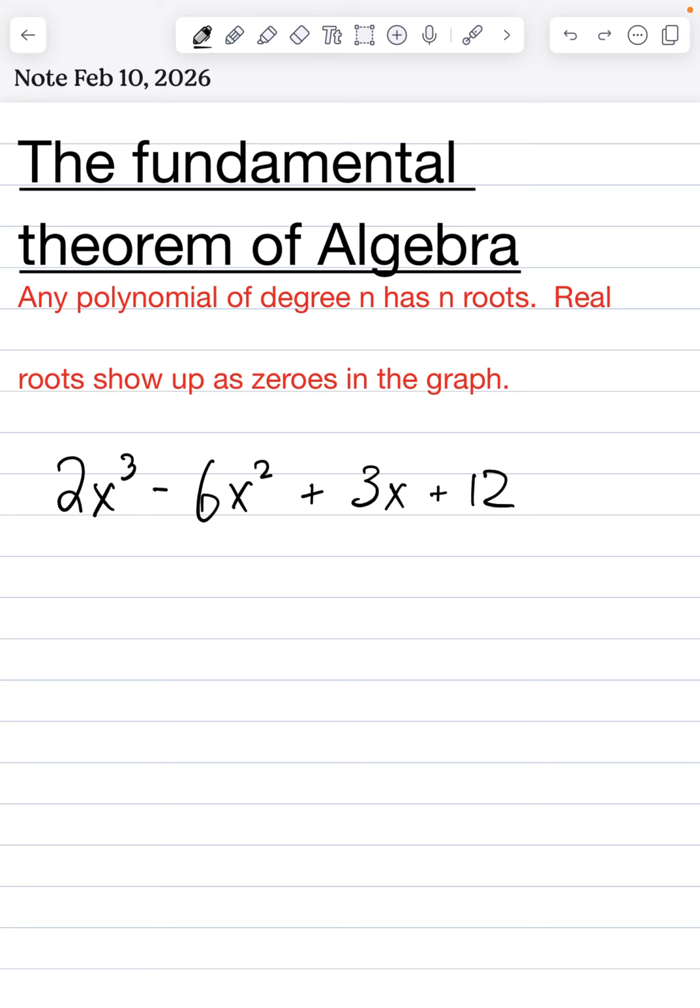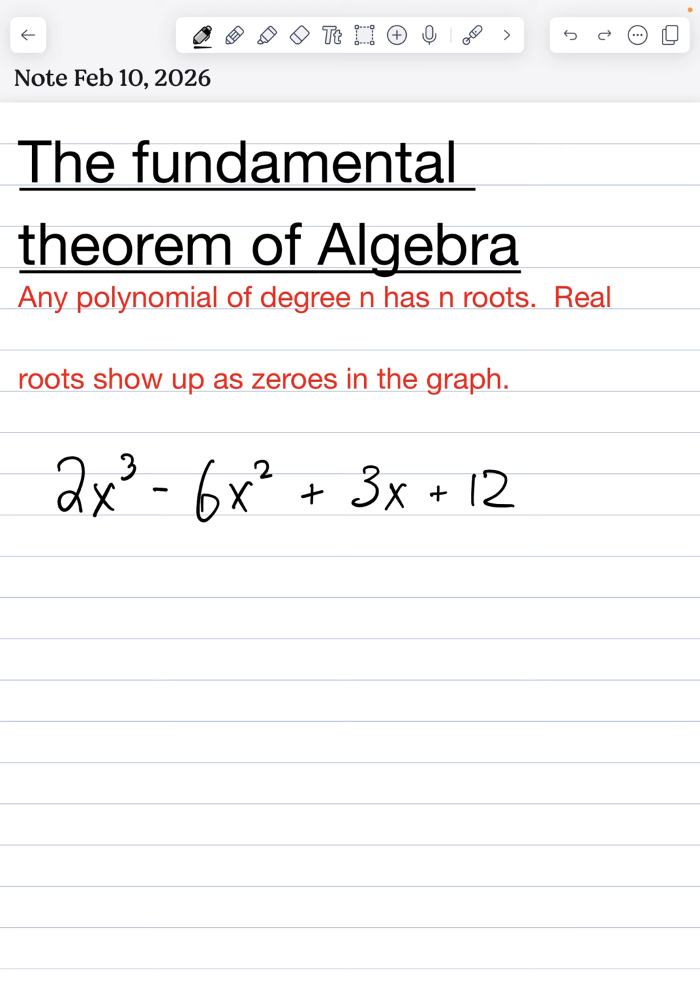Hey everyone, today we're going over the fundamental theorem of algebra and the factor and remainder theorem. So the fundamental theorem of algebra states any polynomial of degree n has n roots. So if I have something to degree 4, that means it has 4 roots. Now the roots could be real or complex roots, right? Any real roots will show up as your x-intercepts, as your zeros in the graph.